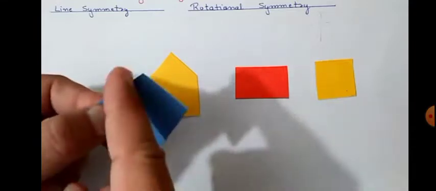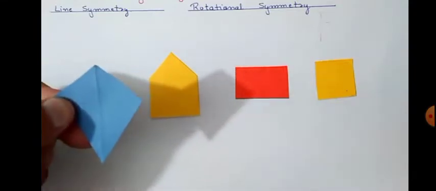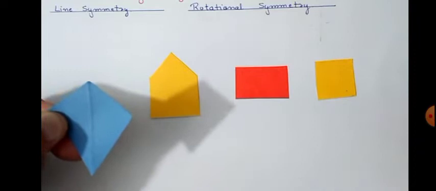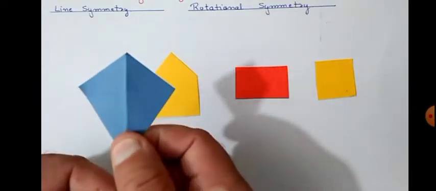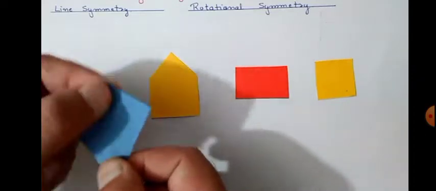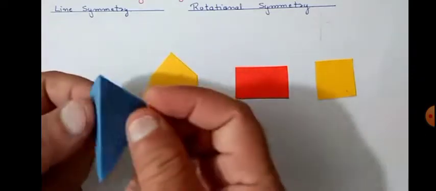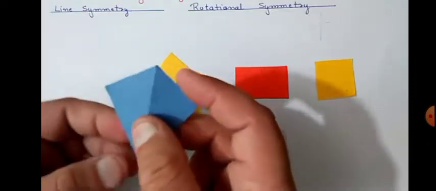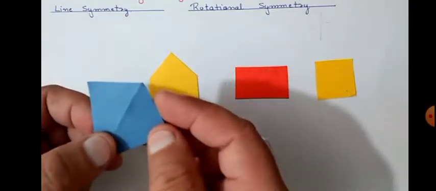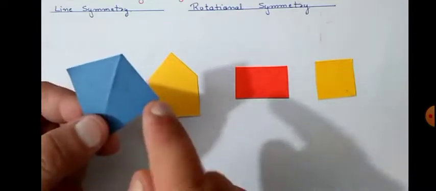Why is it known as a line of symmetry? Because it changes one figure into two equal or identical figures. Okay, so we get one line of symmetry.